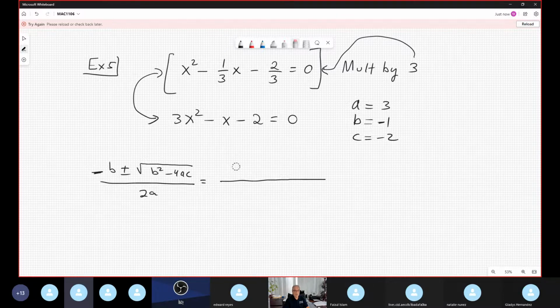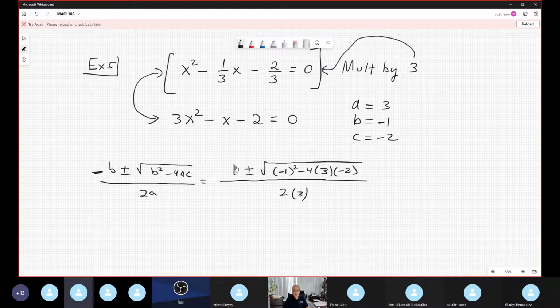So I put the positive, sorry, plus and minus square root of negative 1 squared minus 4 multiplication by 3, which is A, multiplication by negative 2, which is C. Divided by 2 times 3.